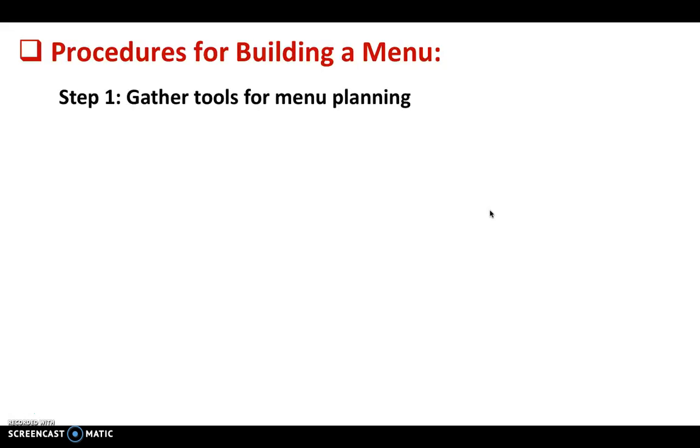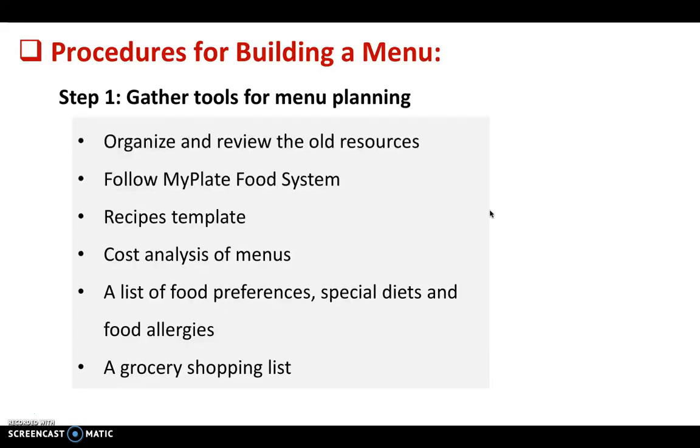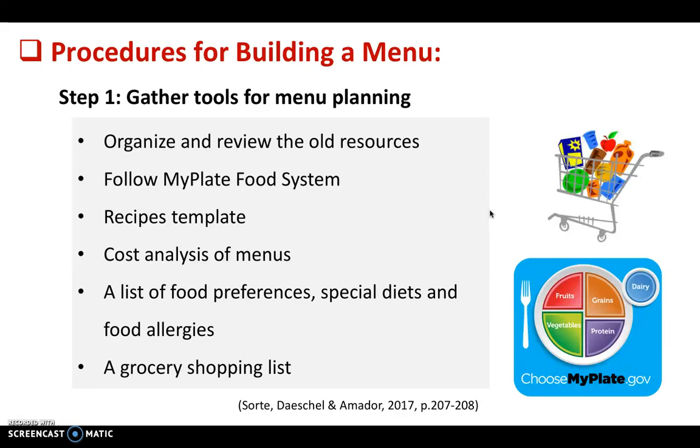Step 1, teachers need to gather all the tools for menu planning, which helps them to organize and review all the resources. Teachers need to follow the MyPlate food system and use the recipes and templates. Making a grocery shopping list in this step will help them with cost analysis of the menu, and a list of food preferences, specific diets, and food allergies will help them to take care of every child.